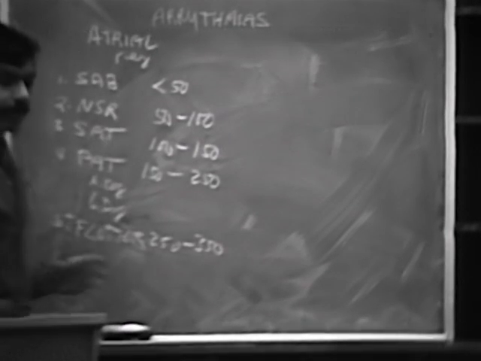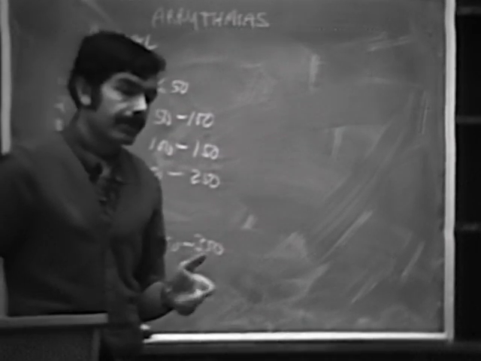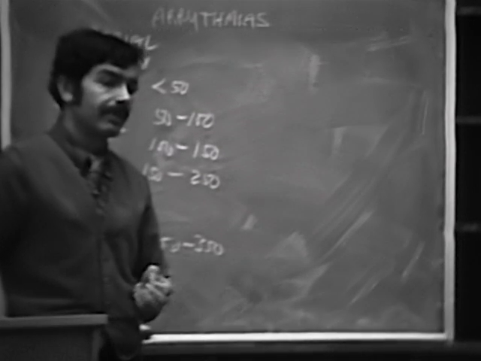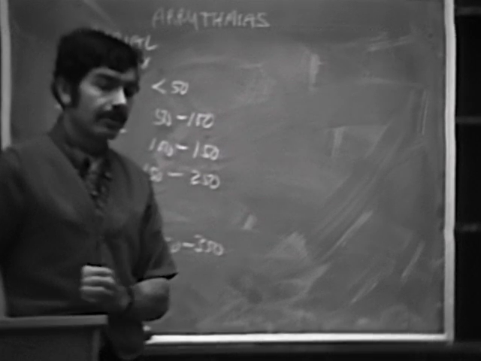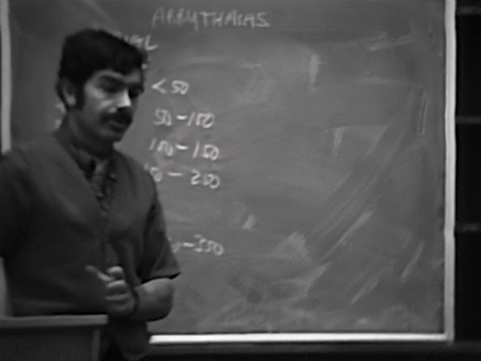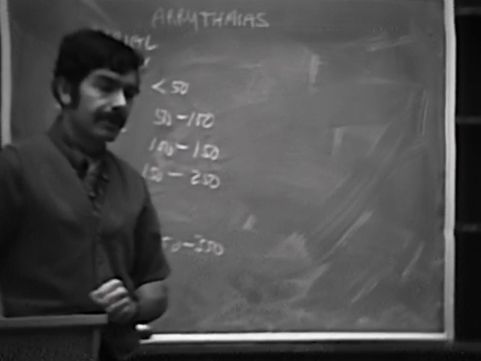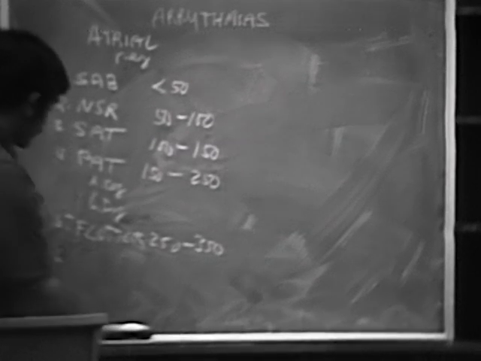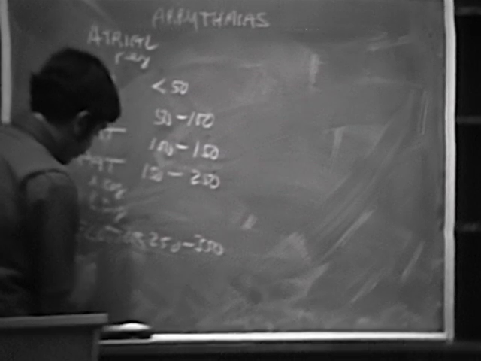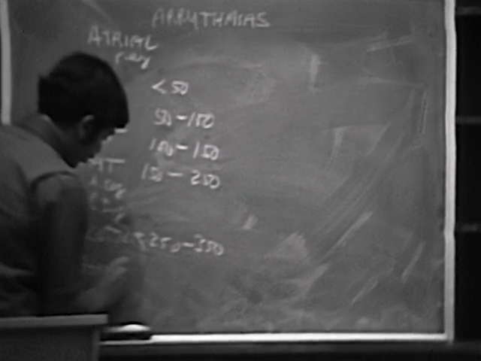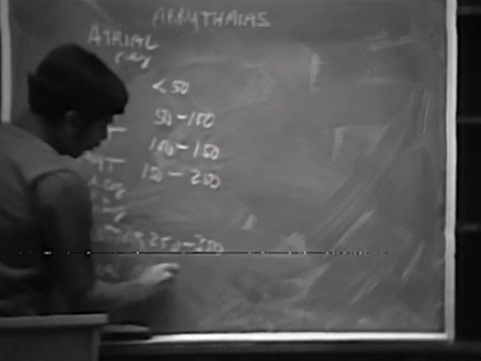But atrial fibrillation is irregular. But when you get an atrial fibrillation with a very rapid ventricular response, it can look regular at times. And you can be confused. When it goes very rapidly, it can look quite regular. So that's another, so we'll put down atrial fibrillation. And that's greater than 350.